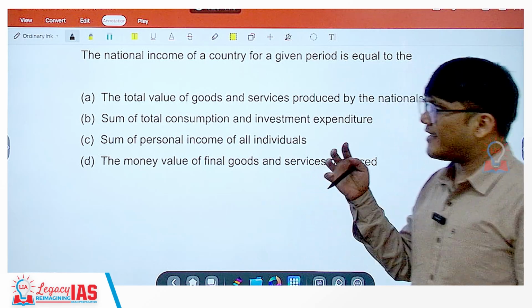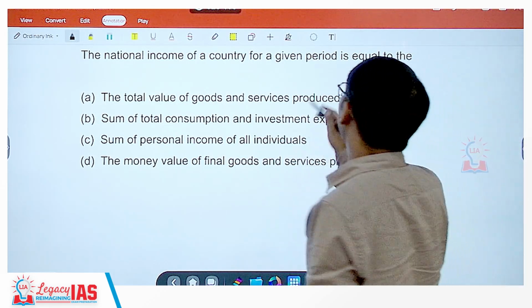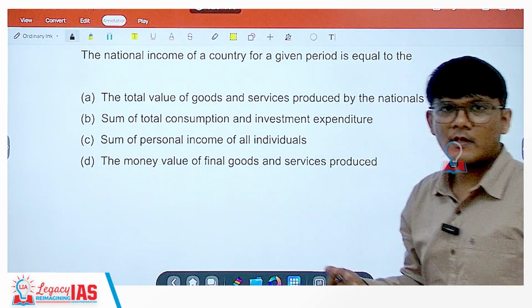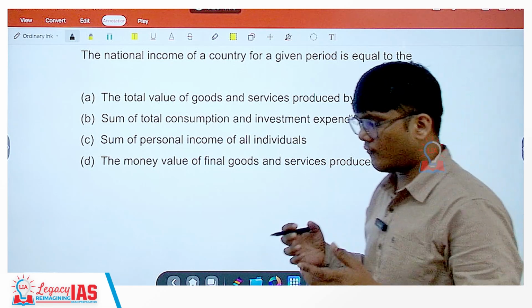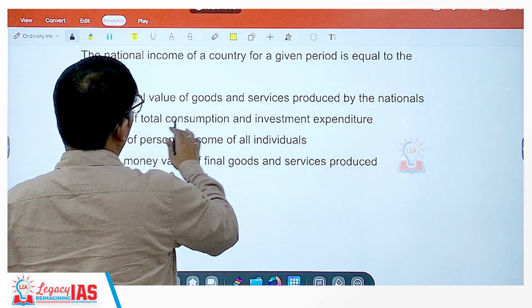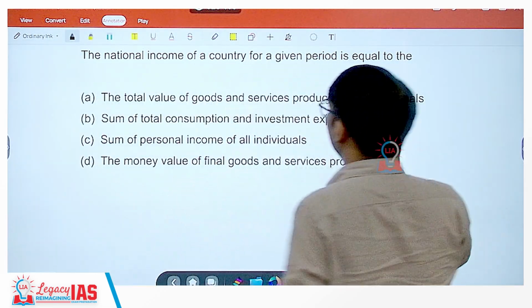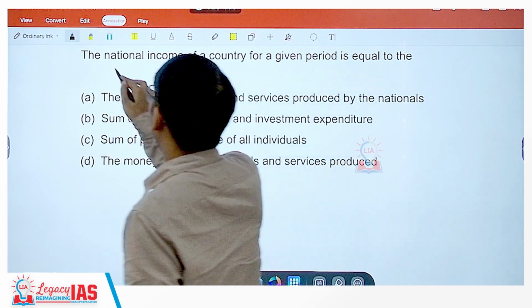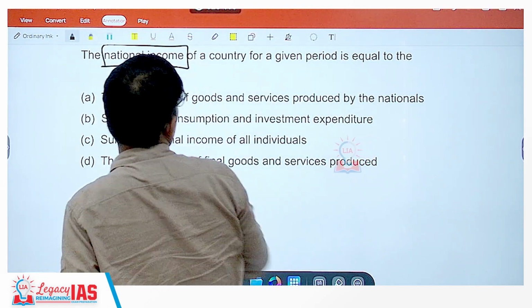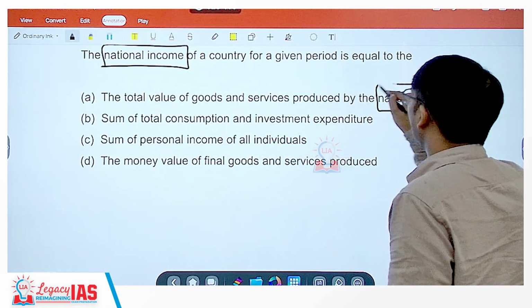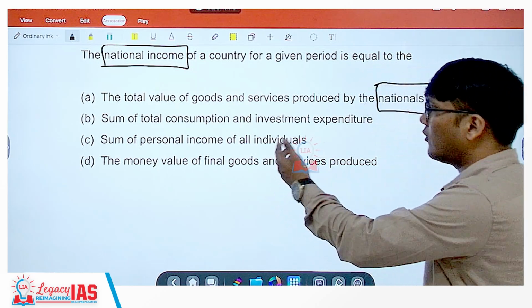Now, the national income of a country for a given period is equal to what? National income would be equal to what? The total value of goods and services produced by the nationals. Now you will be able to get the answer. National income. Nationals. I think you already got the answer, but let us look at the other options as well.